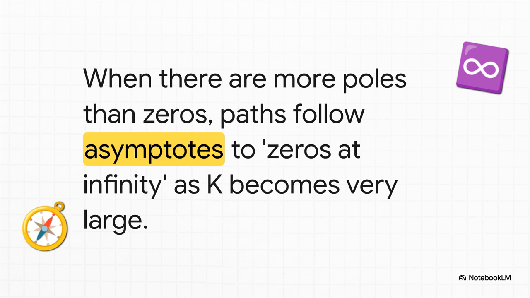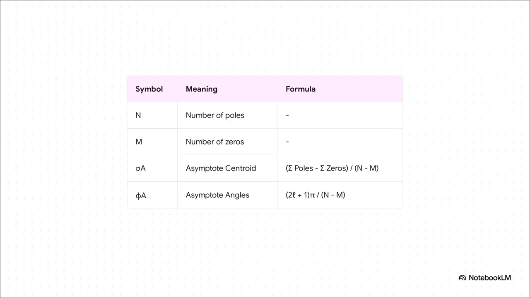And asymptotes are just straight lines that show us the exact direction these paths take as our gain K gets really, really big. And what's so powerful about this is that we can calculate these asymptotes with perfect precision. The formula for the centroid, that's sigma A, it tells us the exact point on the real axis where all these asymptotes are going to intersect.